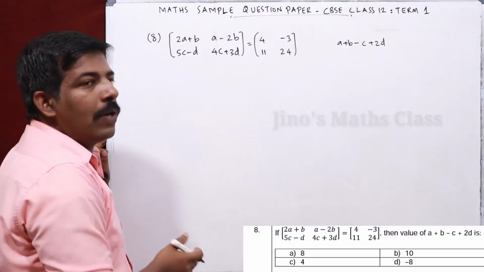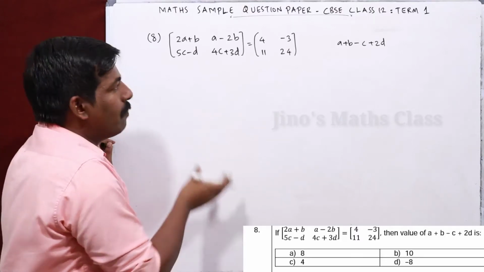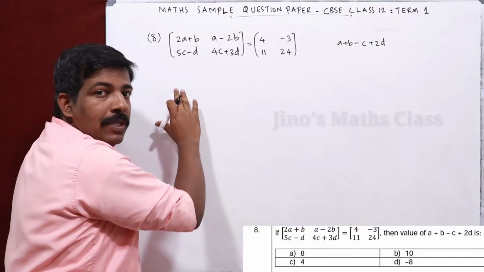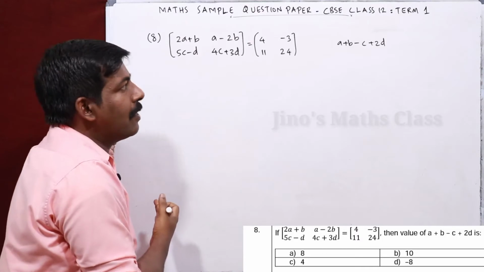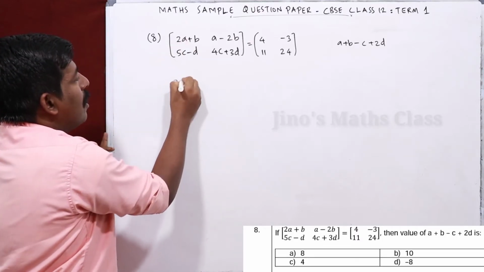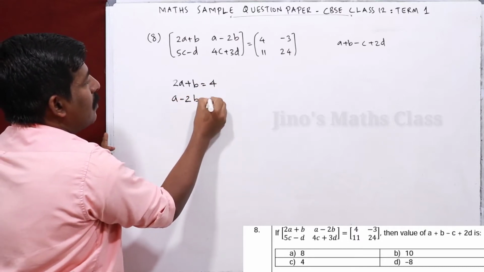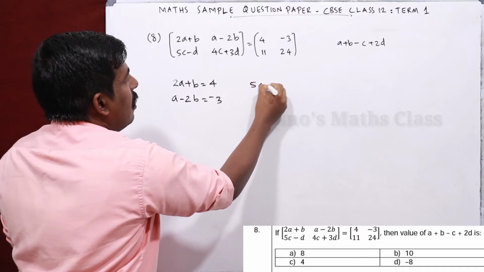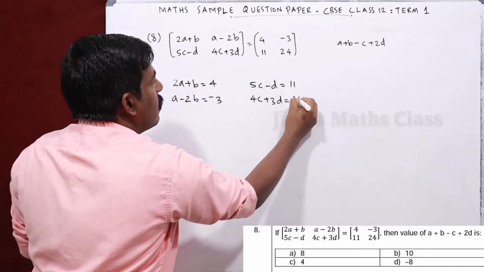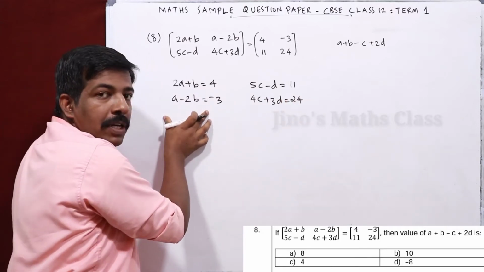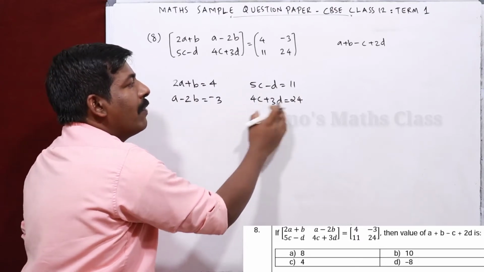Eighth question. Here two matrices are equal and we have to find the value of A + B − C + 2D. So first we have to find the values of A, B, C, D from this condition, and we know if two matrices are equal, their corresponding elements are equal. That's why we can write 2A + B = 4, A − 2B = −3. Here 5C − D = 11, 4C + 3D = 24. So here we are getting a pair of linear equations in A and B. Here we are getting a pair of linear equations in the variables C and D.